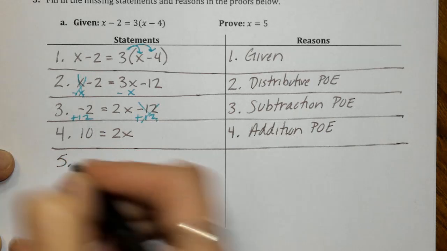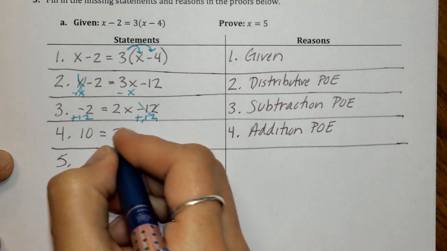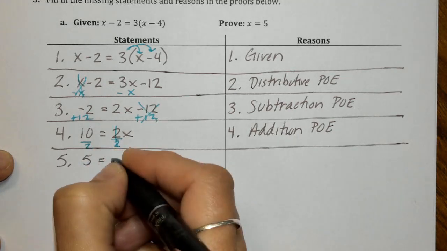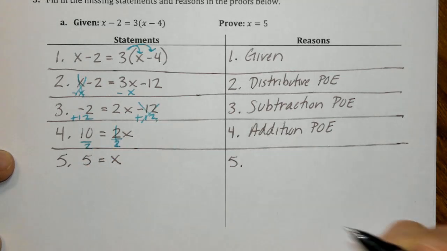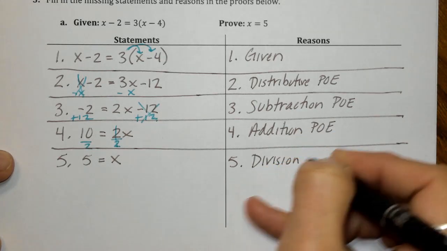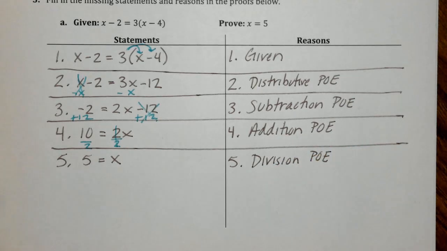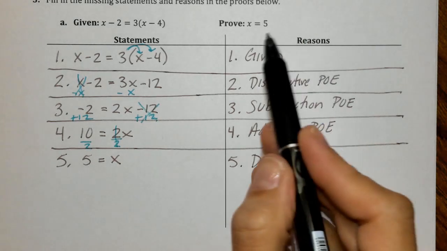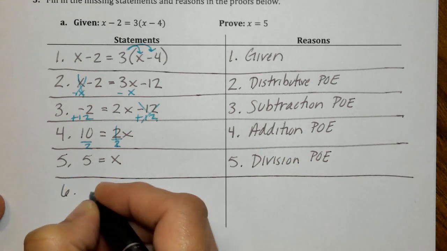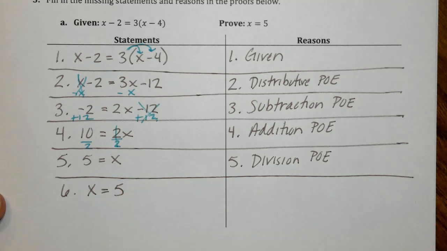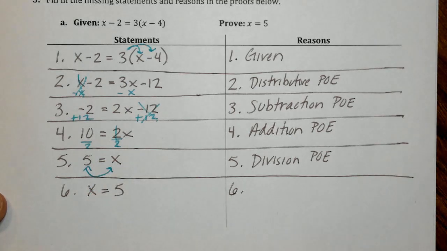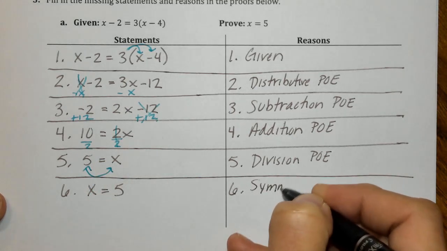My next step here, I need to divide both sides by the coefficient, and I get 5 equals x. Why did I put 5 equals x? Because I divided, division property. Now you need to see, we're not done because they want us to prove x equals 5. We have 5 equals x. So we need to switch these around to make it x equals 5. So why did I write x equals 5? Because I applied the symmetric property.